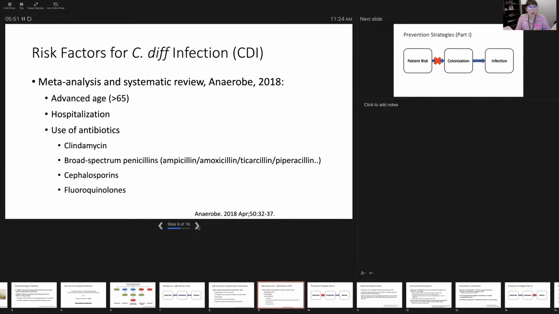So risk factors for infection, separate from colonization, probably requires colonization to get there. A different meta-analysis looked at infection risk factors as advanced age, and here we call that over 65, hospitalization, use of antibiotics, and very specifically, the antibiotics clindamycin, broad-spectrum penicillins, cephalosporins, and fluoroquinolones. Broad spectrum penicillins may not be as broad as when you think about broad spectrum antibiotics. That includes ampicillin and amoxicillin, and of course, piperacillin, the component in Zosyn.